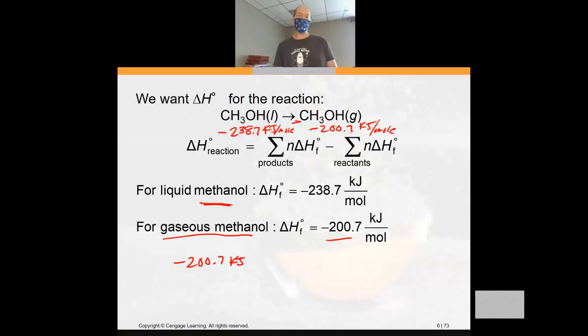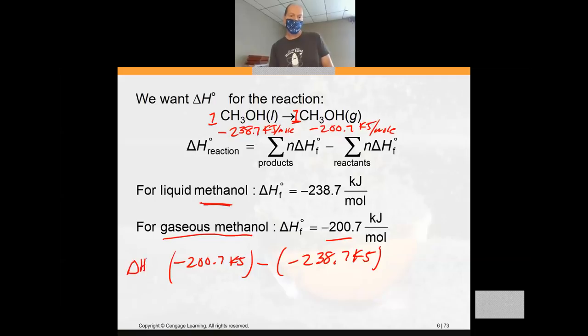So that's negative 200.7 kilojoules, products, minus the reactants, negative 238.7 kilojoules. That's kilojoules per mole, but we have 1 mole, so the 1 is understood. You don't put in 1 when there is just one of the molecules. It is understood that that is one of those going to one of those in your balanced reaction. And so that is your delta H naught for this reaction.